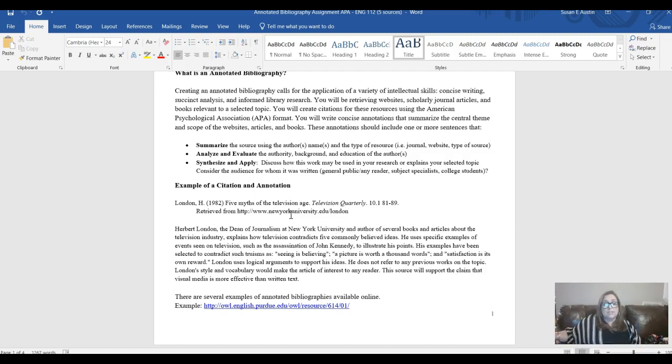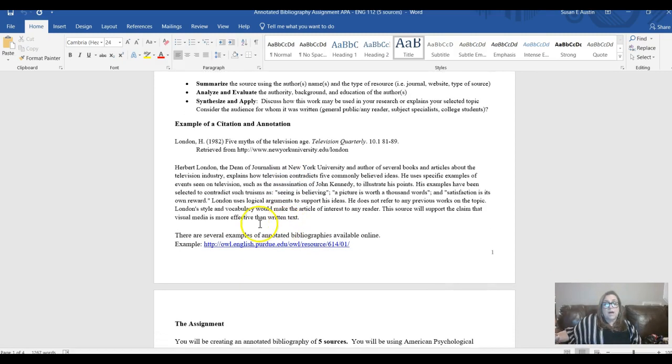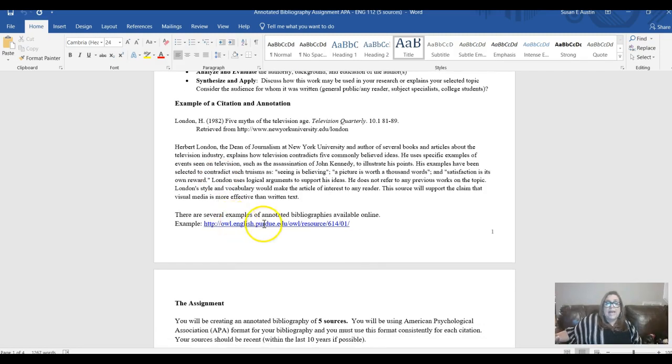Okay, so here's just a quick example of the citation, and this is in APA, and then this is a quick little annotation of that source. So I gave you a little example of what that was so you can read through that. And then I gave you a link to the Purdue OWL. Like I said, you could also link to it just through Google if you wanted to.